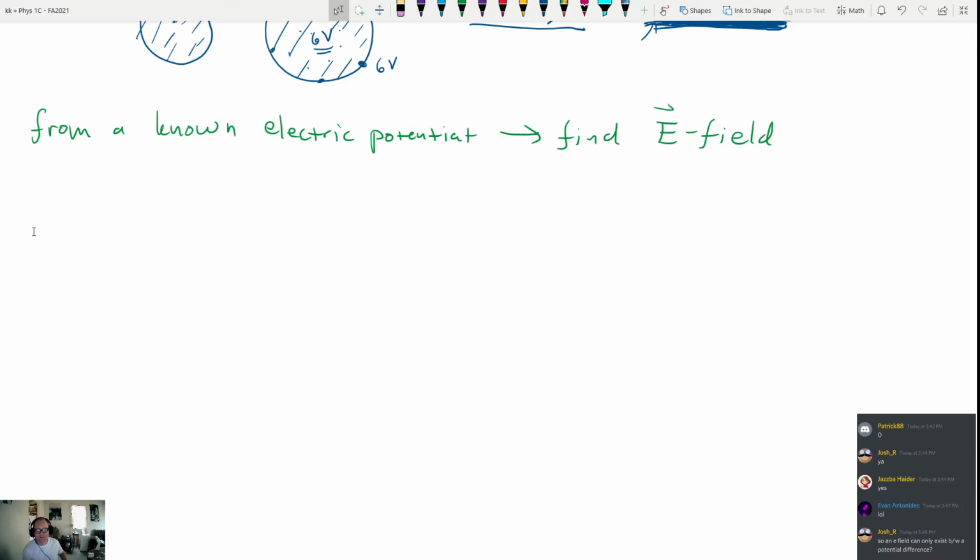Okay, from a known electric potential to finding the electric field. How do we do this?